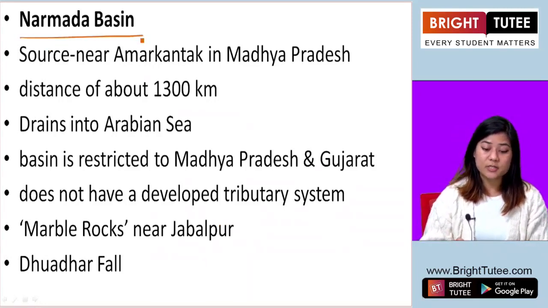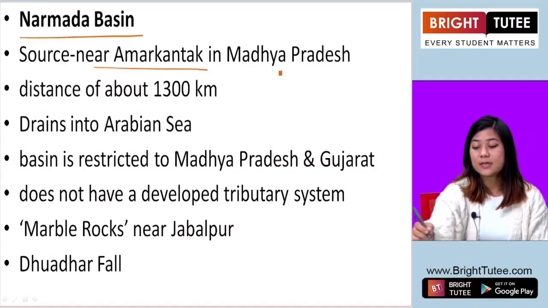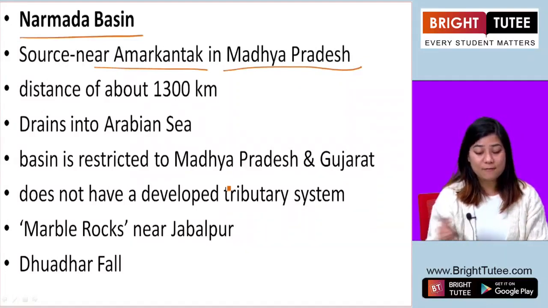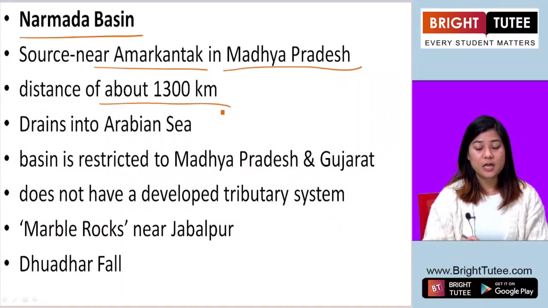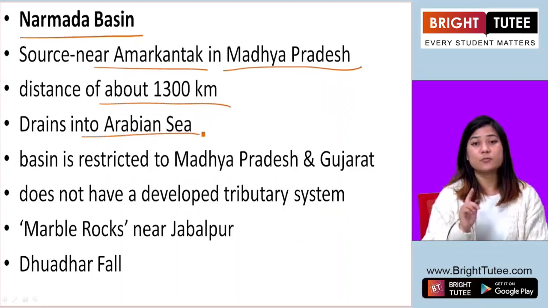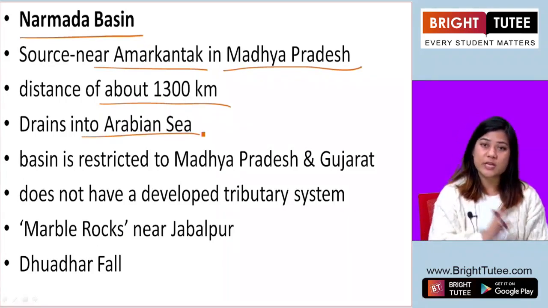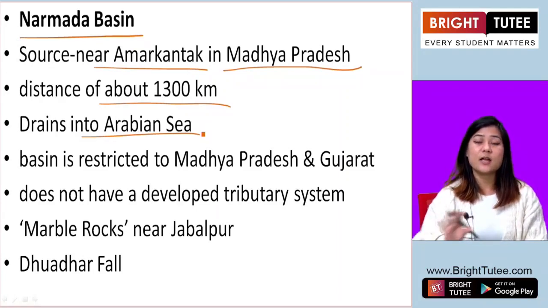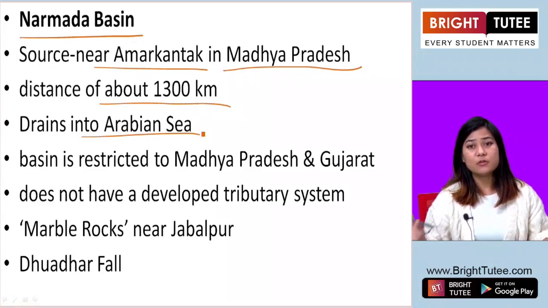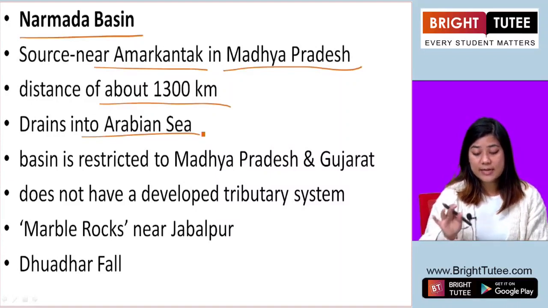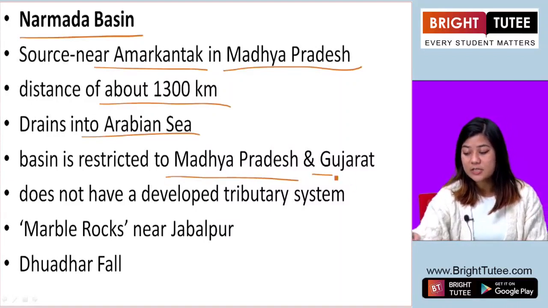Now Narmada River's source is near Amarkantak in the state of Madhya Pradesh. The distance that it travels is about 13 kilometers. Basically that means that it is 13 kilometers long. It drains into the Arabian Sea. We know Narmada is one of those long rivers which drain into the Arabian Sea. The other one is Tapti, and the rest in peninsular India drain eastward into the Bay of Bengal. The area that this river covers lies in the states of Madhya Pradesh and Gujarat.